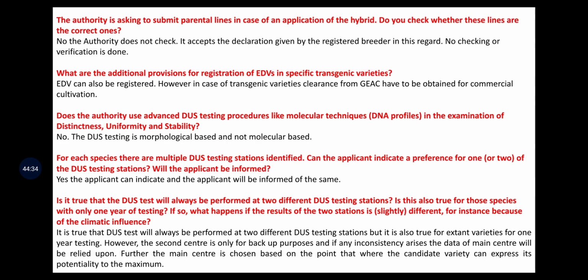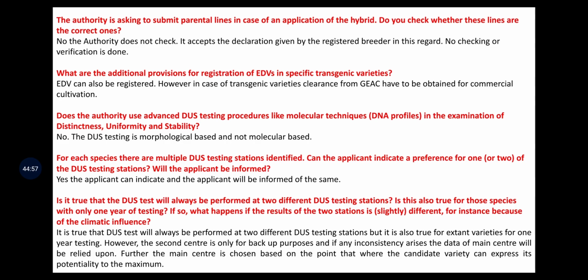Can the applicant indicate a preference for one or two of the DUS testing stations? Will the applicant be informed? Yes, the applicant can indicate, and the applicant will be informed for the same. Is it true that the DUS test will always be performed at two different DUS testing stations?